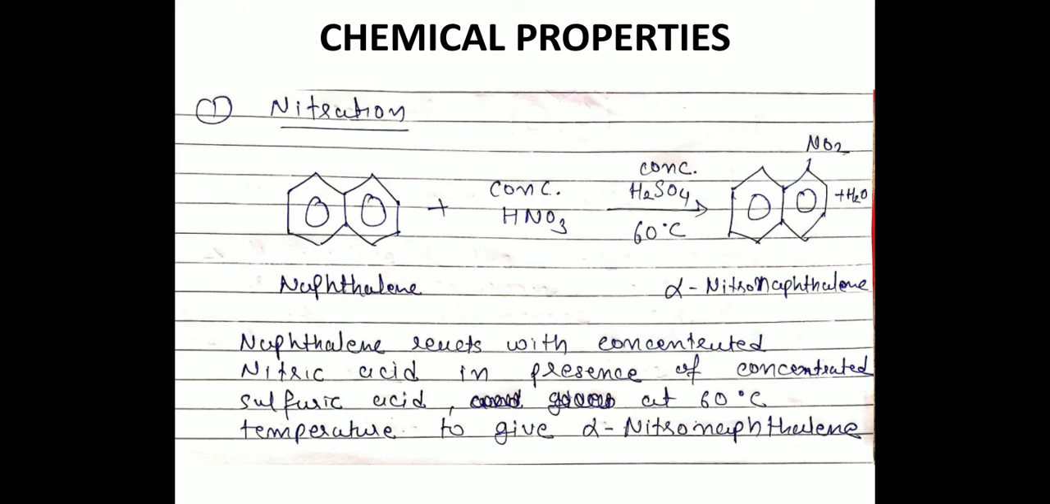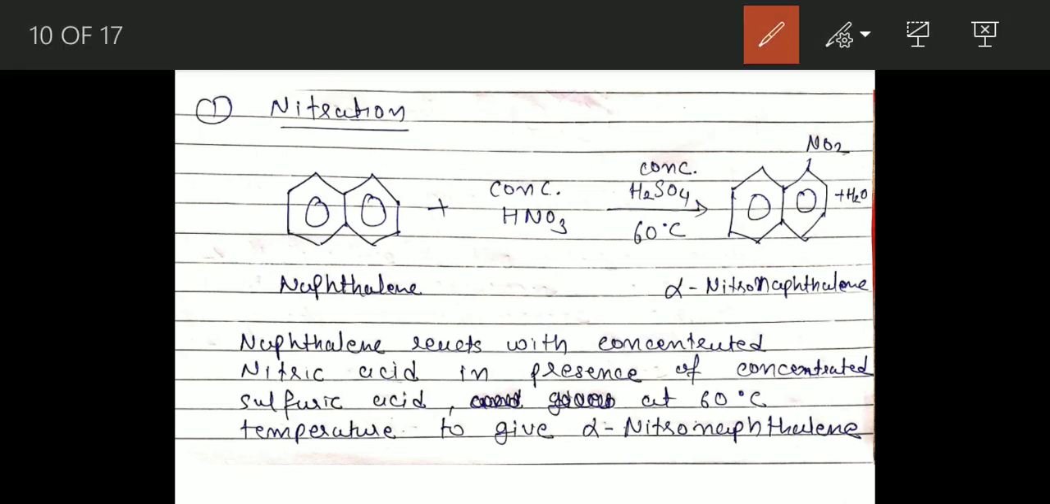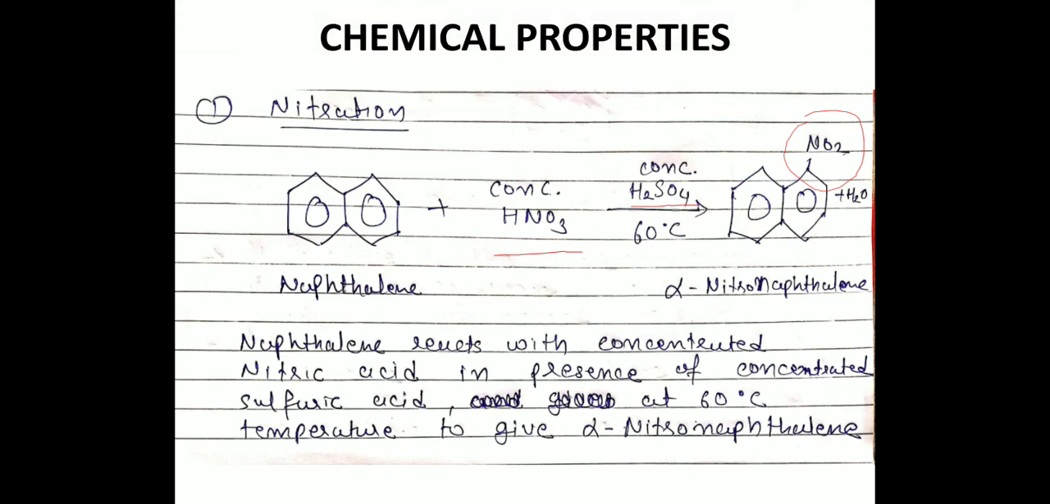Now we start chemical properties of naphthalene, in which first is nitration reaction. It is a simple electrophilic substitution reaction in which naphthalene reacts with concentrated nitric acid in presence of concentrated sulfuric acid at 60 degrees Celsius, and it gives alpha nitronaphthalene. I think you know the mixture of concentrated nitric acid and concentrated sulfuric acid is the reagent for nitration reaction, and here the nitro group is attached at the alpha position. So the product name is alpha nitronaphthalene.